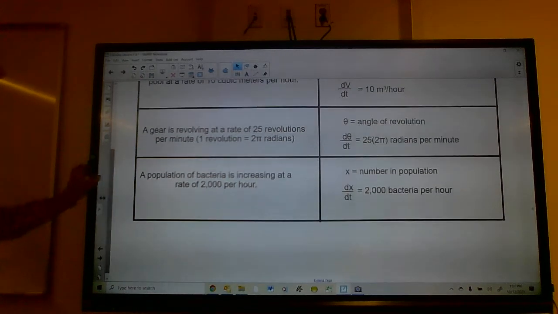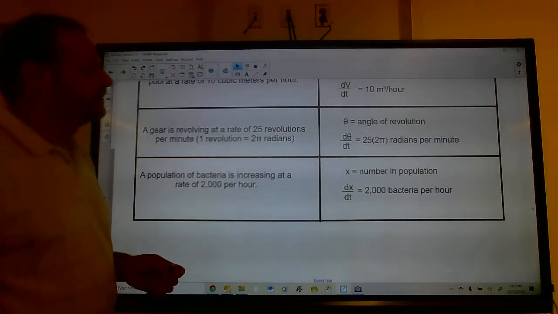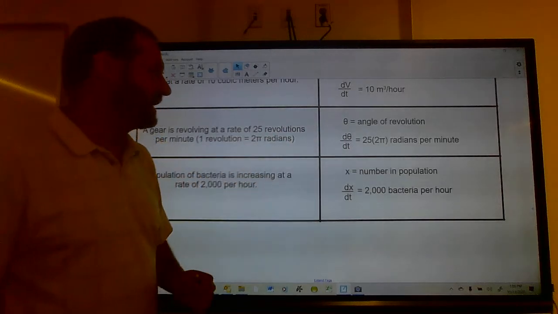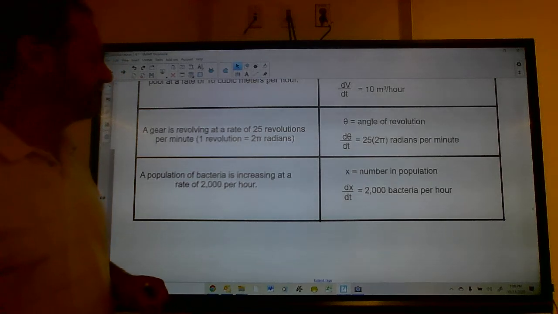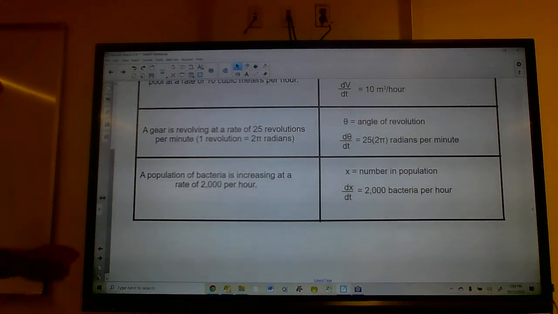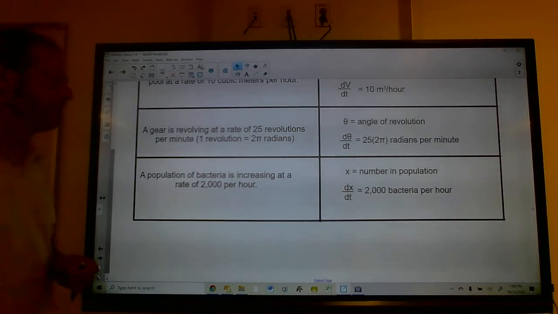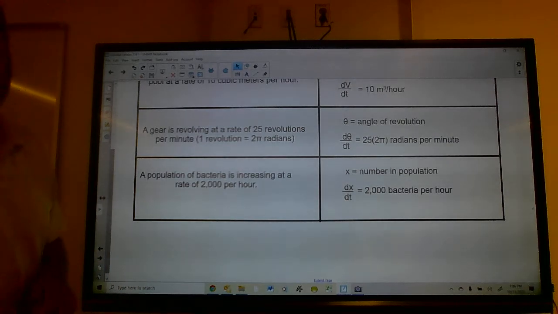A gear is revolving at a rate of 25 revolutions per minute. 1 revolution is 2 pi radians. So, theta is the angle of revolution. d theta/dt would be 25 times 2 pi radians per minute. A population of bacteria is increasing at a rate of 2,000 per hour. Okay. x is the number in the population. dx/dt would be 2,000 bacteria per hour.